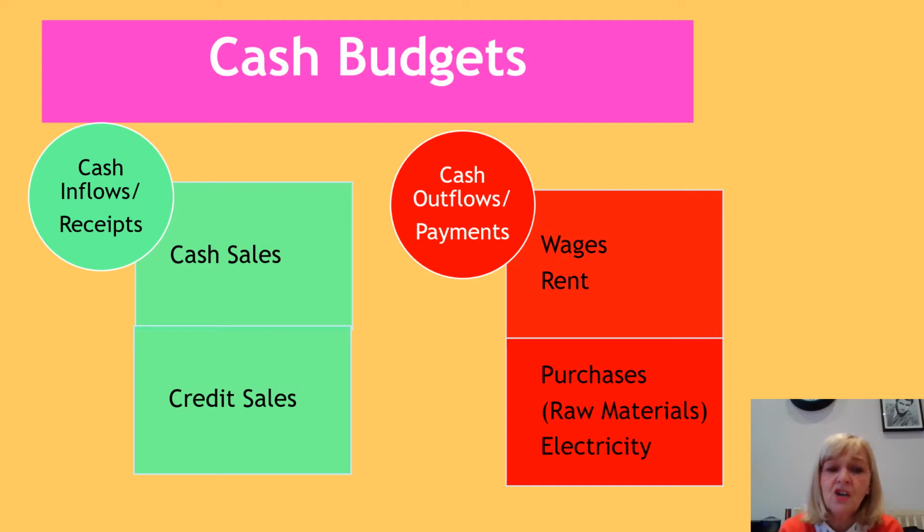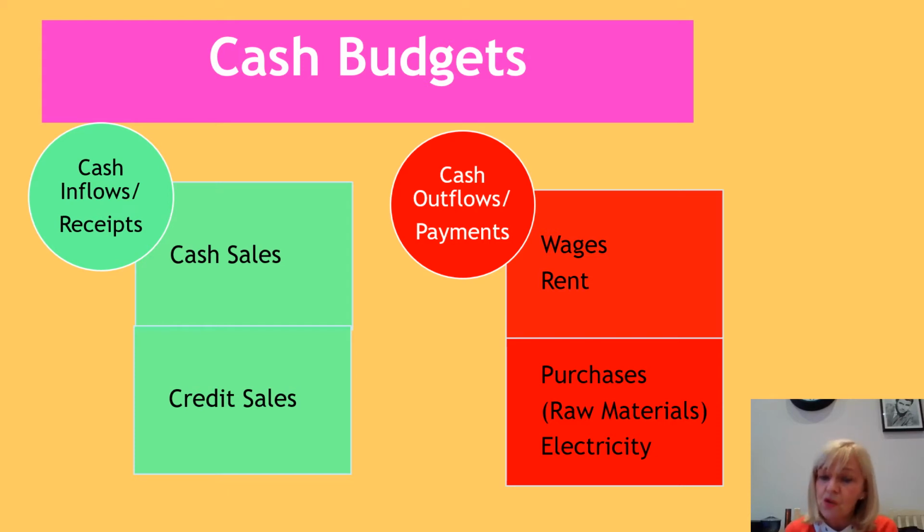So basically what a cash budget does is it allows a business to look at what money will come in. That is known as receipts. Receipts tend to come from sales. Now there's two different types of sales. There is cash sales, which is when you sell something and receive cash immediately, and credit sales, which is when you sell goods and services and you receive the money at a later date. This can also be known as inflows, so basically it's money flowing into the business.